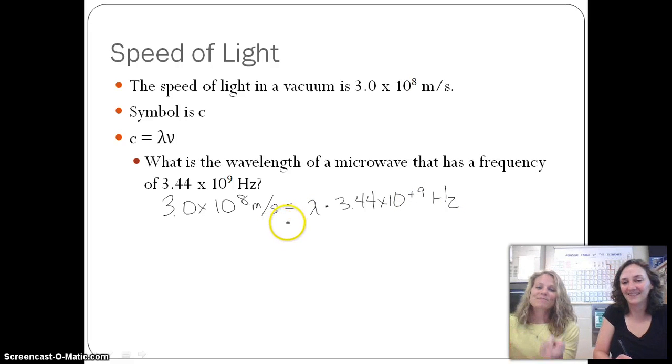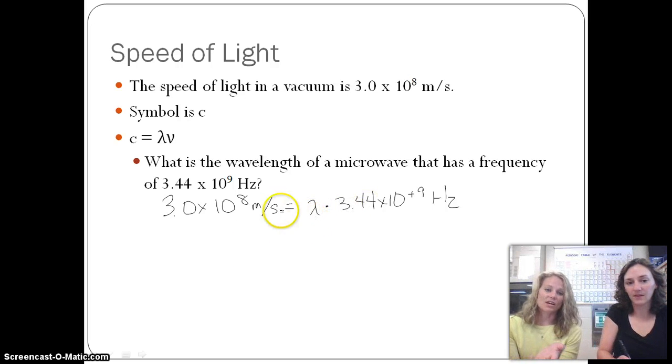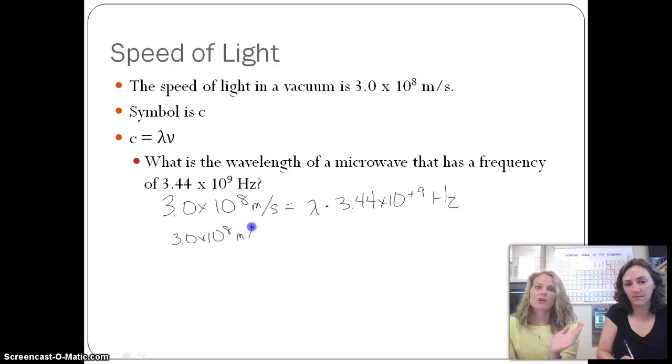Now, because your wavelength is over on the right side, we need to get rid of the 3.44 times 10 to the ninth. So these problems you're going to be dividing every single time. They're actually pretty easy because you just have to divide 3.0 times 10 to the 8th divided by whatever else is coming at you. And it's only 3 variables, so you could use your little triangle if you use triangles to help you manipulate equations.